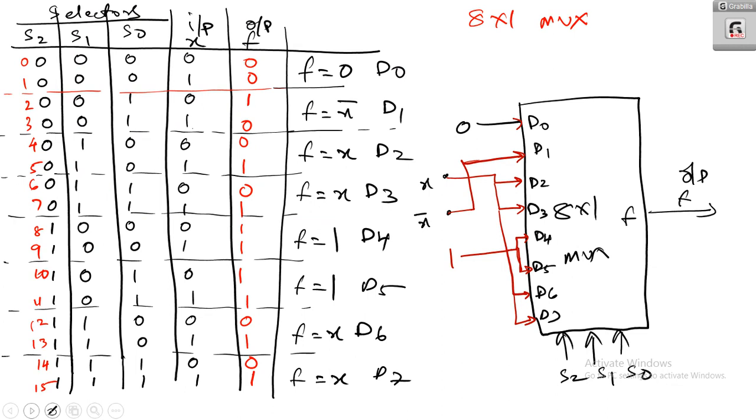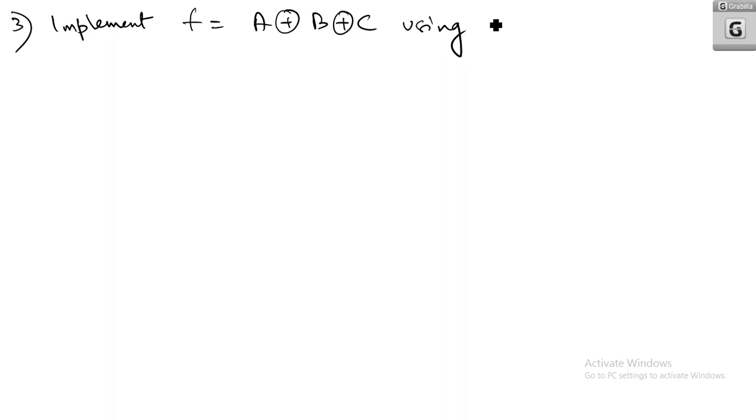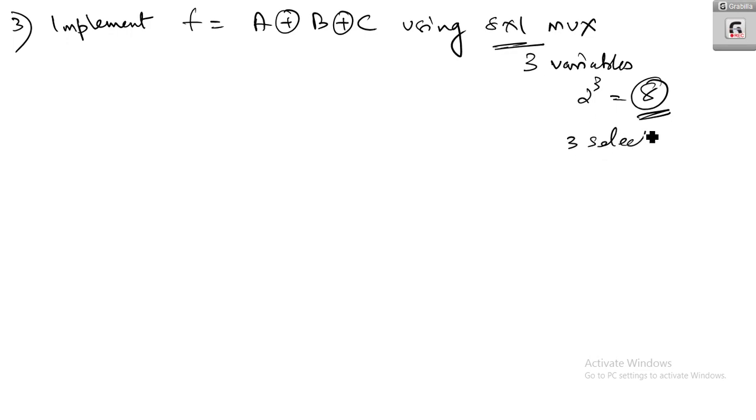Okay. So, coming to the last question of this structure, the third question: implement the function X is equal to A XOR B XOR C using an 8x1 mux. If you are drawing the truth table for A XOR B XOR C, you are having only 3 variables. 3 variables means you are having 2 power 3, that is 8 inputs. For an 8x1 mux, you should have only 3 selectors.